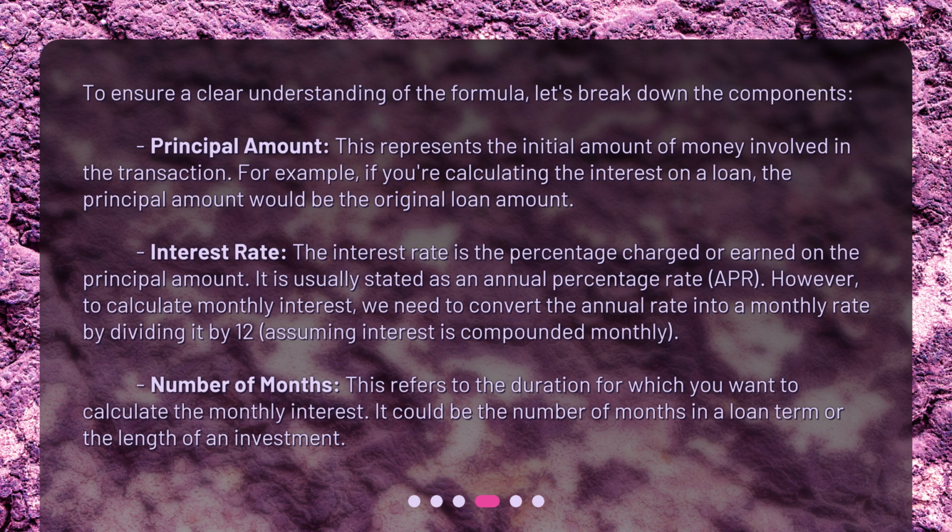However, to calculate monthly interest, we need to convert the annual rate into a monthly rate by dividing it by 12, assuming interest is compounded monthly. Number of months. This refers to the duration for which you want to calculate the monthly interest. It could be the number of months in a loan term or the length of an investment.